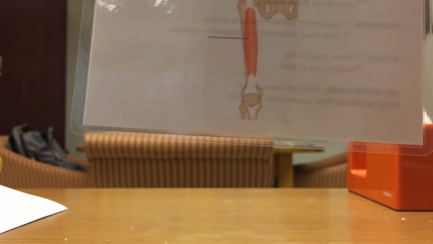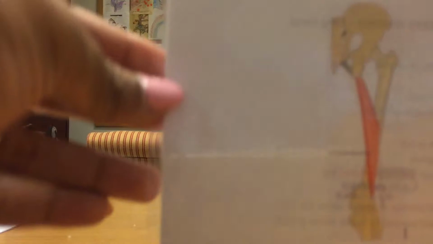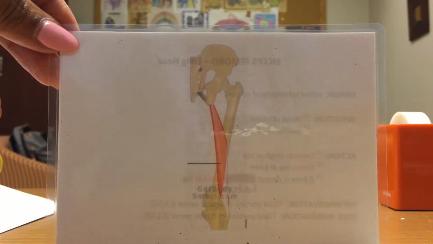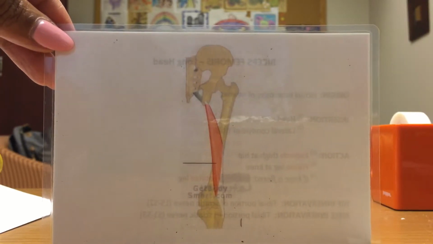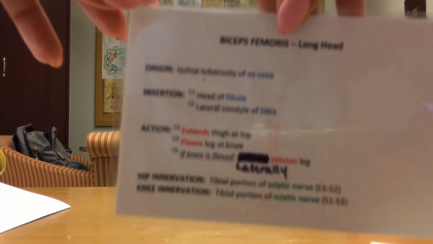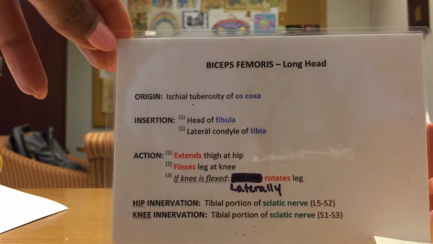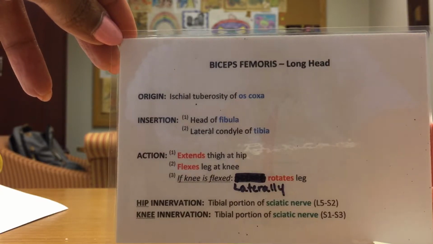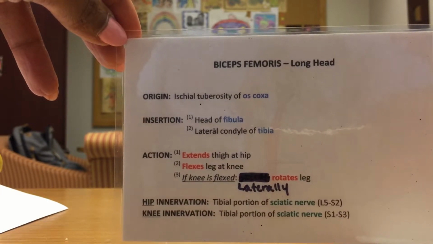Now I'm going to move to the hamstring group on the posterior surface of the femur, and I'm going to start with the most lateral one, okay? This is the biceps femoris, okay? This is the long head of the biceps femoris. The origin of the long head of the biceps femoris is the ischial tuberosity of os coxa. What's cool is that the origin for all 3 of these muscles is going to be the same. So the ischial tuberosity of os coxa, that's the origin.